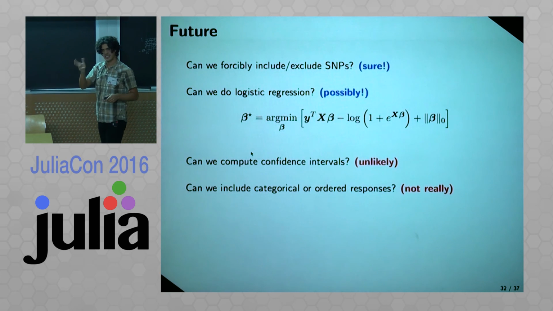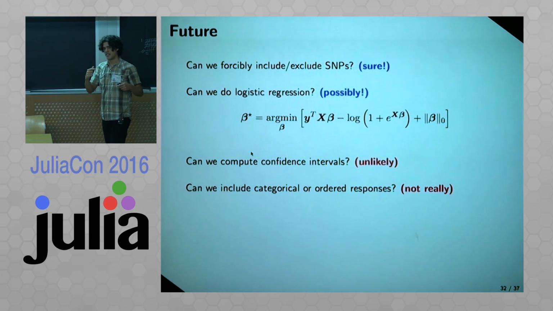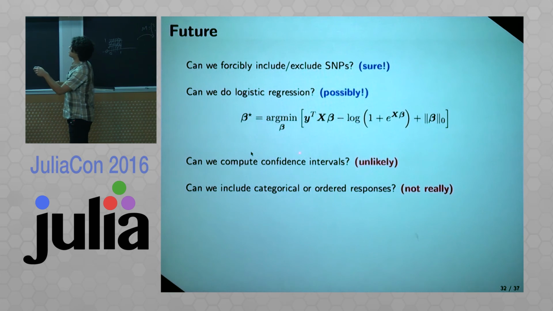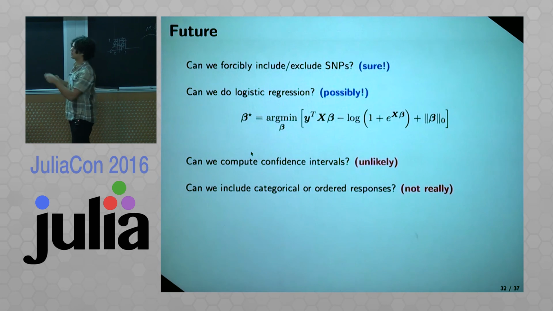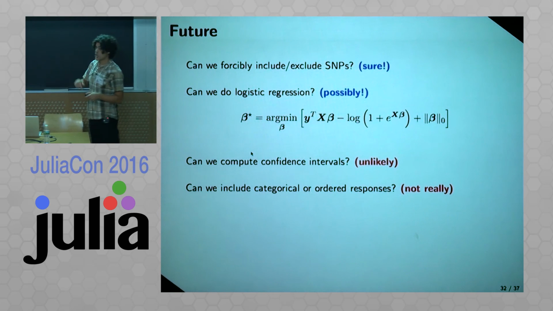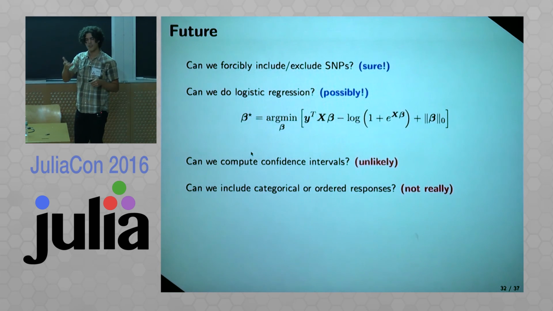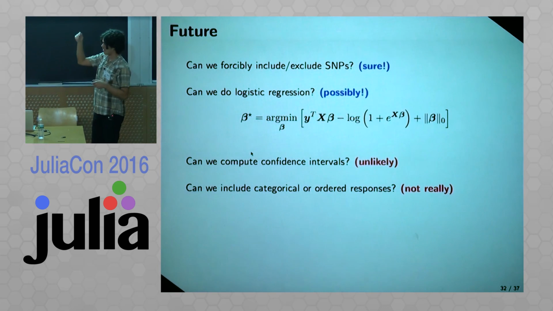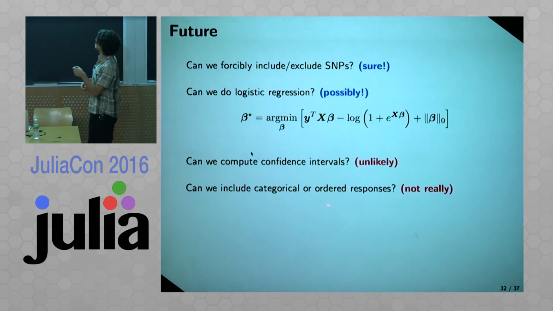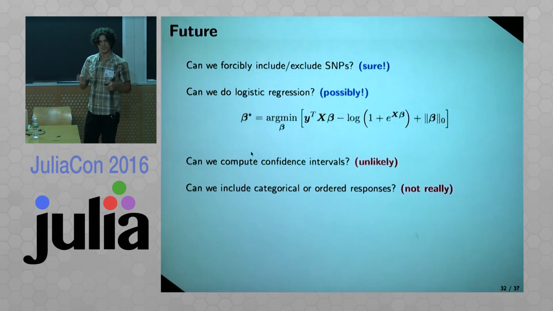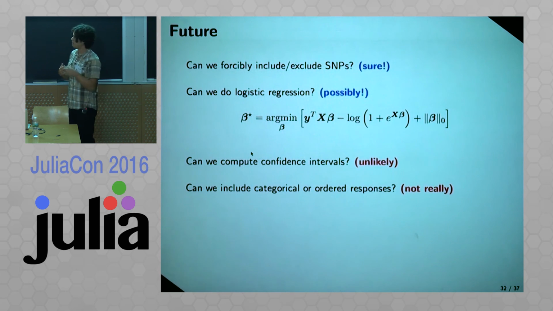Lastly, for those of you who are more statistically inclined, we're doing estimation, but the question is, can you do inference? Can you compute confidence intervals? In this setting, no. There's no theory about computing confidence intervals. And in fact, this is where Lasso is superior because there is some research in the last 2 or 3 years, called post-selective inference, that will compute confidence intervals based on the SNPs that you've chosen. Lastly, it doesn't seem like we'll be able to do categorical or ordered responses. So we're going to have to do basically continuous responses or possibly binary ones.